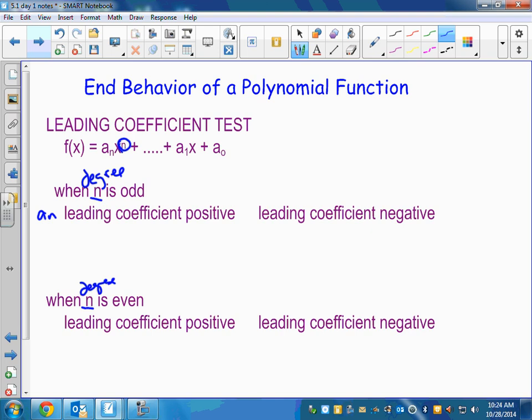And if your degree is odd, your arrows are going to go in opposite directions. And if your leading coefficient is positive, think about your graph, right? If it's odd, the positive side of your graph is going to go up, the negative side of your graph is going to go down, and then anything could happen in the middle depending on what the degree is and what the zeros are. But your arrows should end with the right side going up and the left side going down.